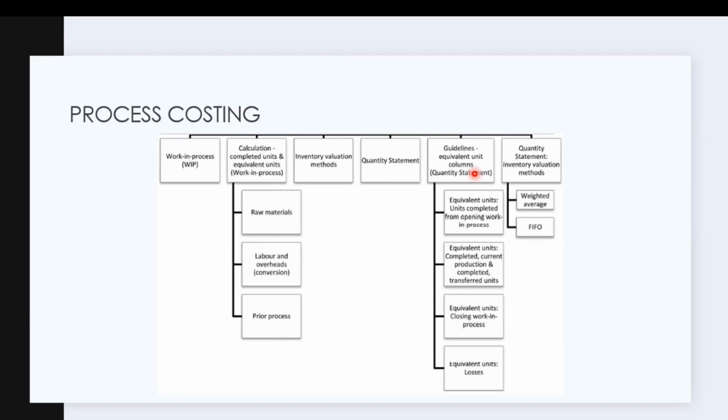All right. And then the quantity statement also, that's where we will see how you value all of this inventory that we're talking about. How do you treat it under weighted average and also under first in, first out? Okay, so that's the overall. If someone asks you about process costing, you should be able to explain it very simply, in layman's terms, but you also understand what it is that you're building and what the process is.